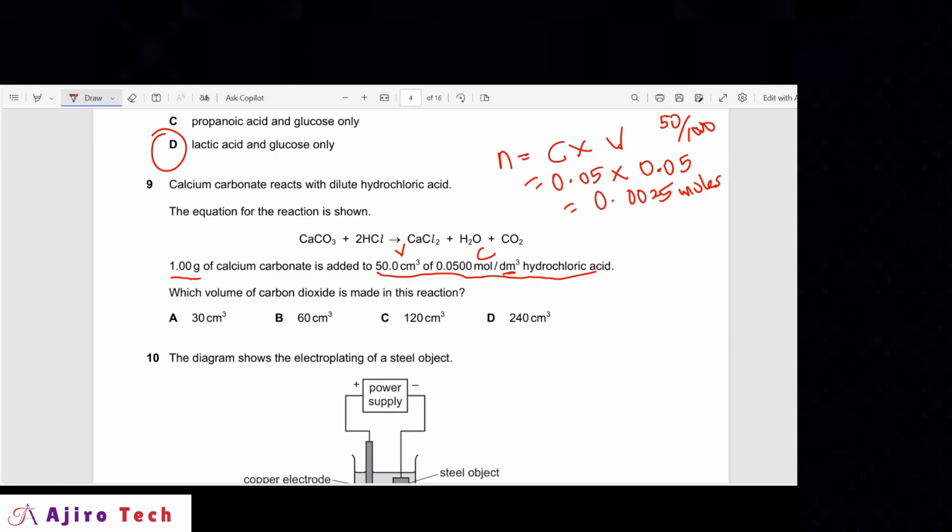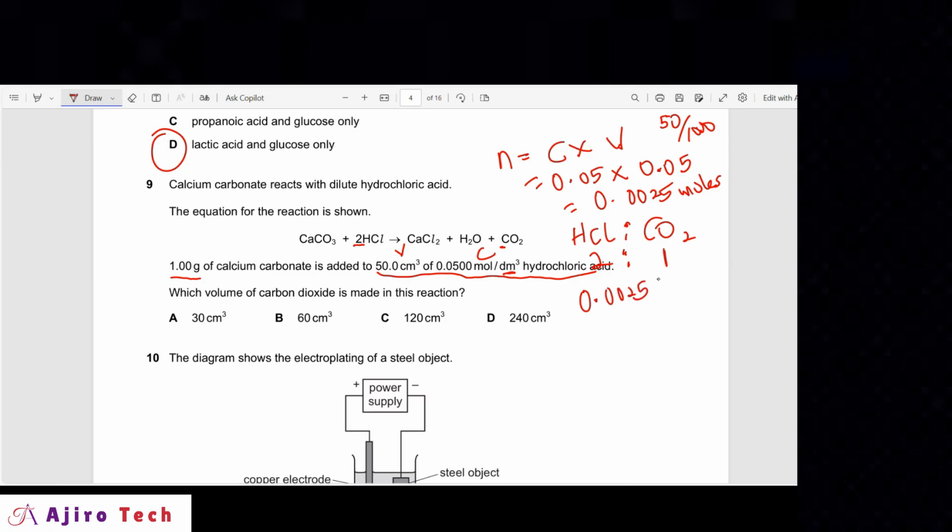Okay, since we have the number of moles now, we can go ahead and do a mole ratio comparison and then solve the question. If we do a mole ratio comparison, we have HCl and the gas, which is CO2. Then look at the balanced equation. Their ratio is 2:1. That's from the balanced equation. The coefficient here is 2, and the coefficient here is 1. But you already calculated the number of moles of the acid.